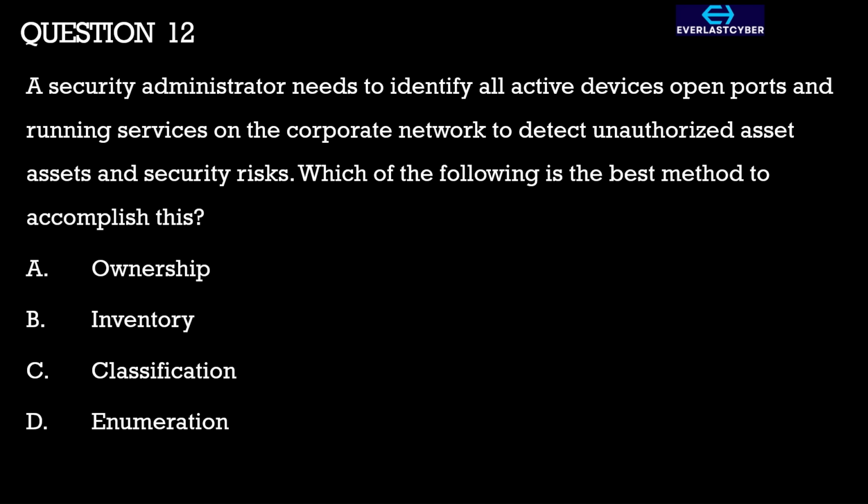Ownership refers to assigning responsibility for an asset. It doesn't involve technical discovery or scanning of devices. Inventory involves maintaining a list of known assets. However, it doesn't involve actively scanning or discovering unknown or unauthorized systems. Classification is about categorizing data or assets based on sensitivity or value. It also does not involve identifying or scanning devices.